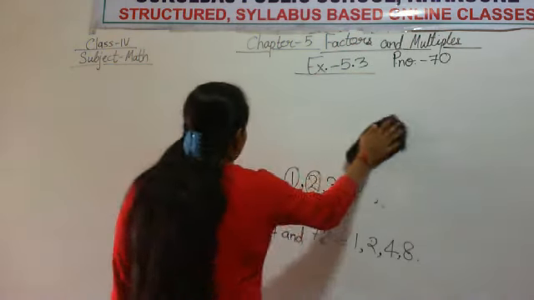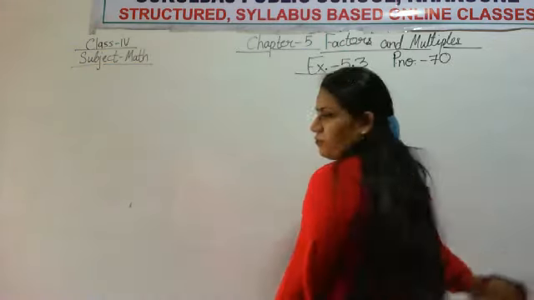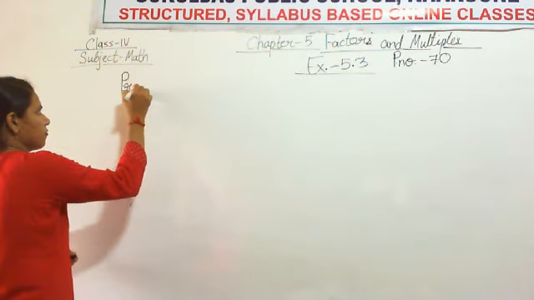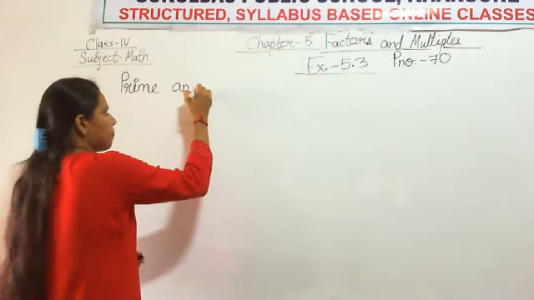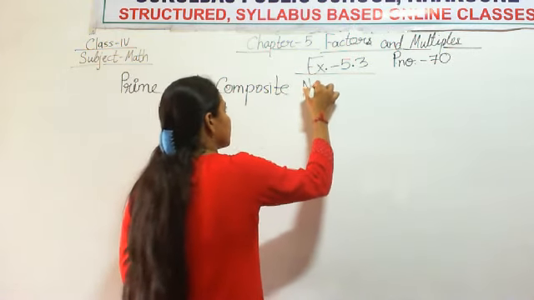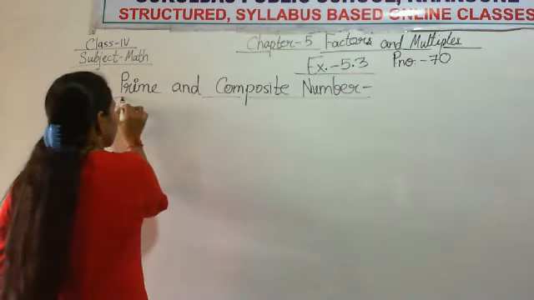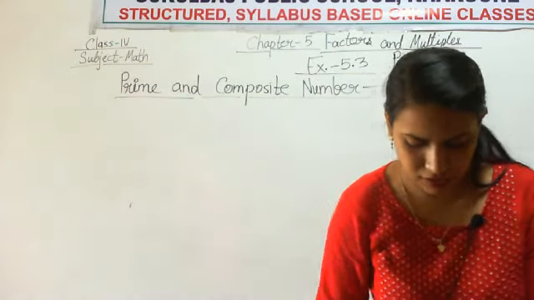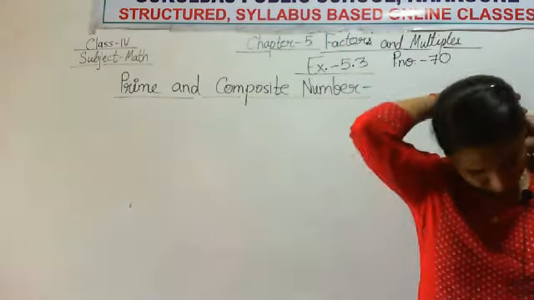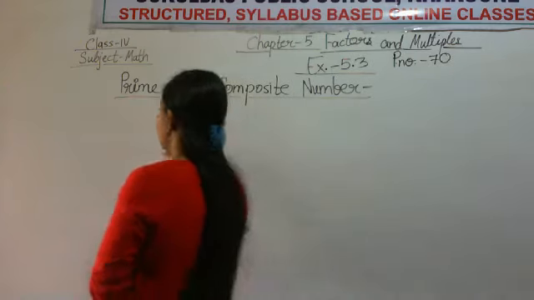That is prime number and composite number. Prime and composite number. Right? So now what are prime numbers and what are composite numbers? Okay. So let us move to the prime number.